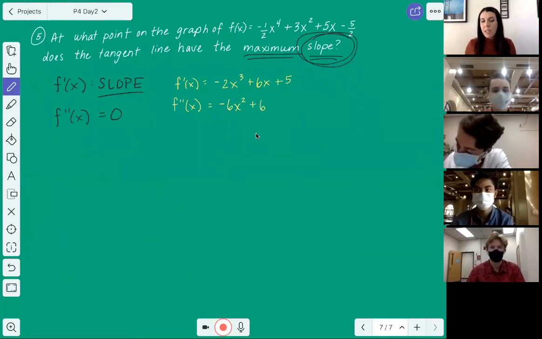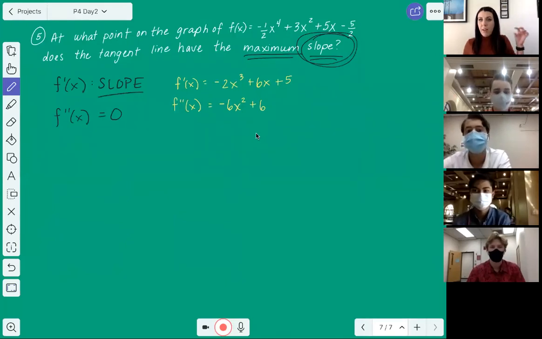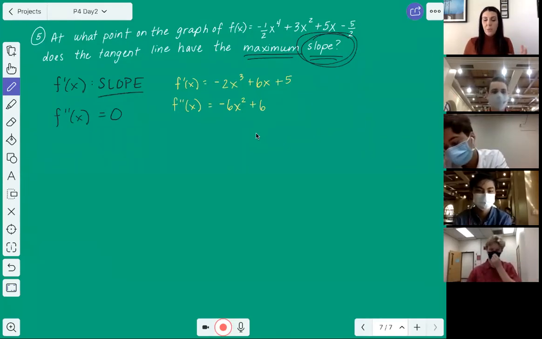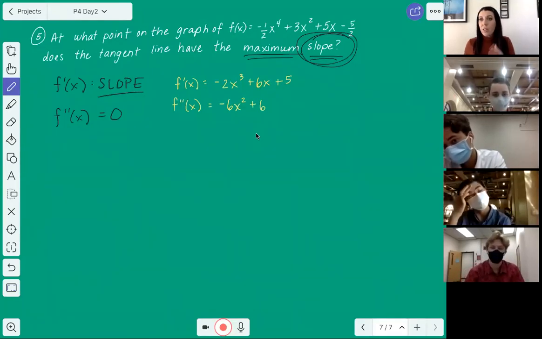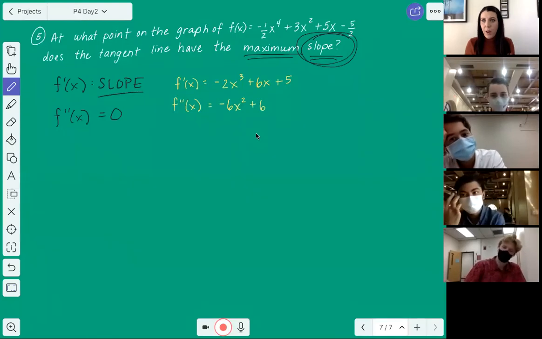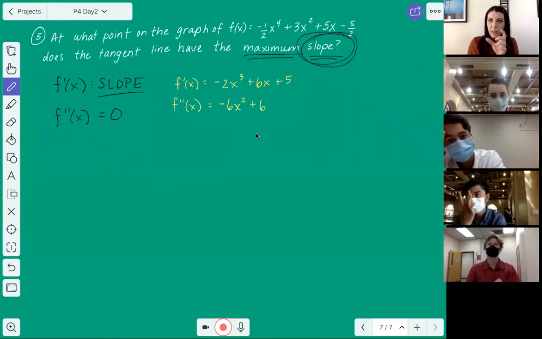Nikhil did a great job because he clarified he's got f prime of x equals and f double prime of x equals. In grading, I'm not done grading your quizzes from Monday yet, but in looking through them, a lot of you are struggling with labeling and just showing work. You have the right polynomial equations or whatever, but you don't have the right labeling or setup. So make sure you're always labeling stuff.